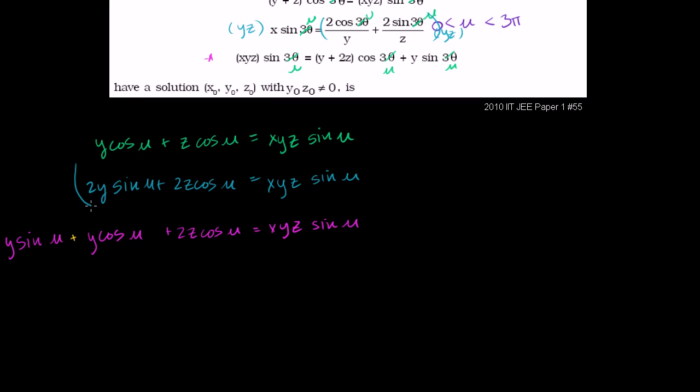So let me use these two first. So we have 2y sine of u plus 2z cosine of u is equal to this, which is that, which has to be equal to this, which is going to be equal to y sine of u plus y cosine of u plus 2z cosine of u.